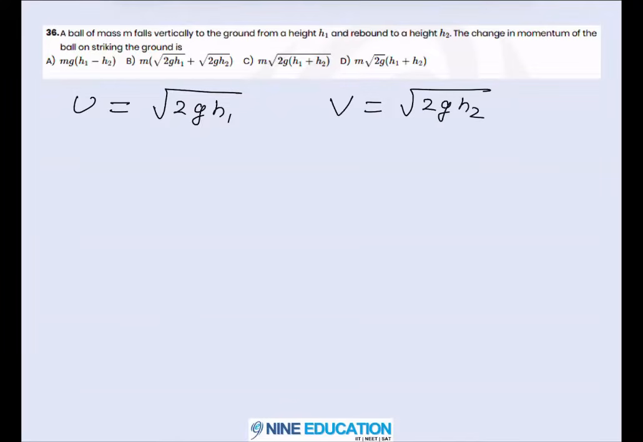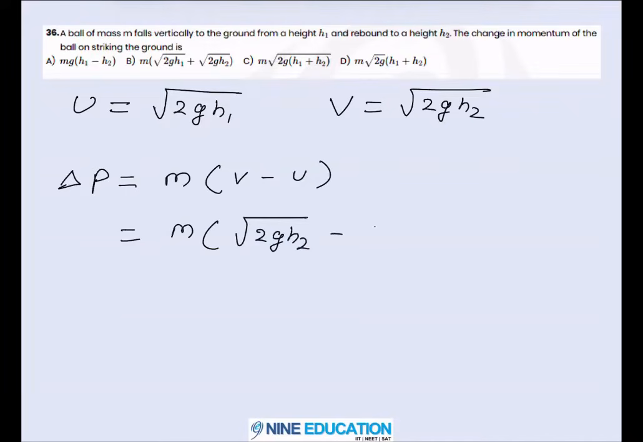That means the change in momentum will be equal to m into final velocity minus initial velocity. So mass is m. Final velocity is definitely root over of 2gh2 in the upward direction. But the initial velocity will be minus root over of 2gh1. Why minus? Because the initial velocity is in the downward direction, because it is falling.